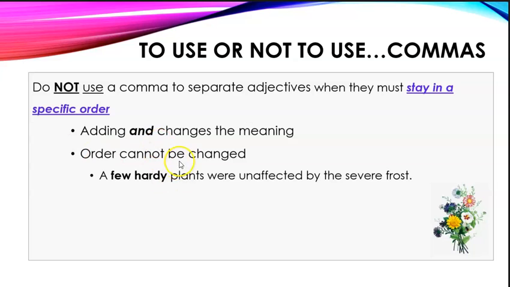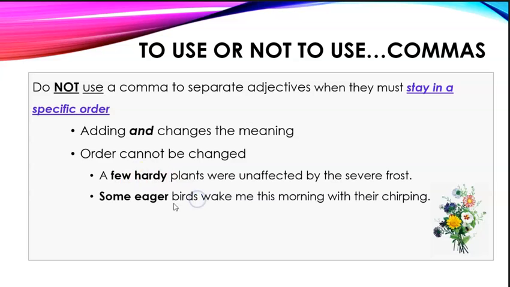In this sentence, plants is the noun, it's our subject. It's being modified by the article a. It's also being modified by few and hardy, these two adjectives. If I tried to change the order, it wouldn't make sense. Another example: some eager birds woke me this morning with their chirping. Birds is the noun that we're modifying. It's the subject. It's being modified by eager and some, right?